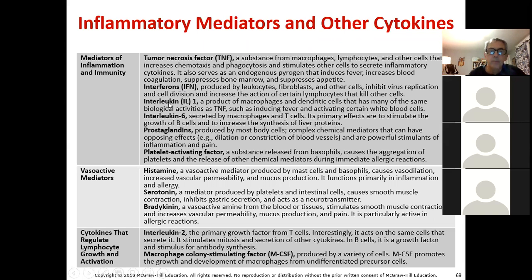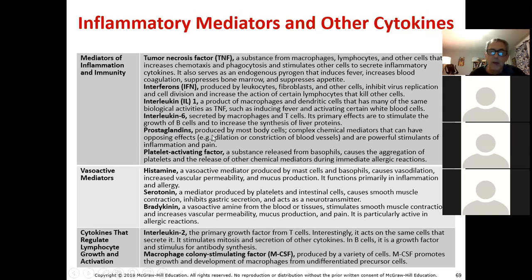You have other mediators. Prostaglandins, produced by most cells of the body, play a role in dilation or constriction of blood vessels, but they also are a powerful stimulant of pain. Aspirin actually inhibits the molecules that lead to the production of prostaglandins.